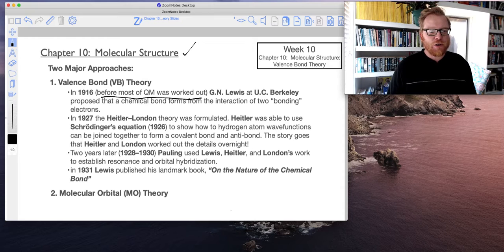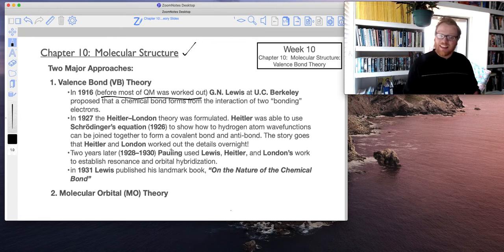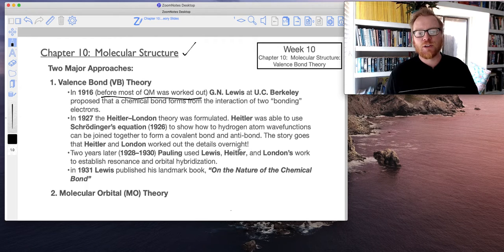Okay. So then 2 years later, between the years 1928 through 1930, Pauling, Linus Pauling at Caltech, whom we've already talked about, used Lewis, Heitler, and London's work to establish resonance and orbital hybridization. And by 1931, Lewis published his landmark book on the nature of chemical bonds. And I forgot to bring this home with me. I have a copy of this book in my office. It's really cool if you're interested in the history of science.